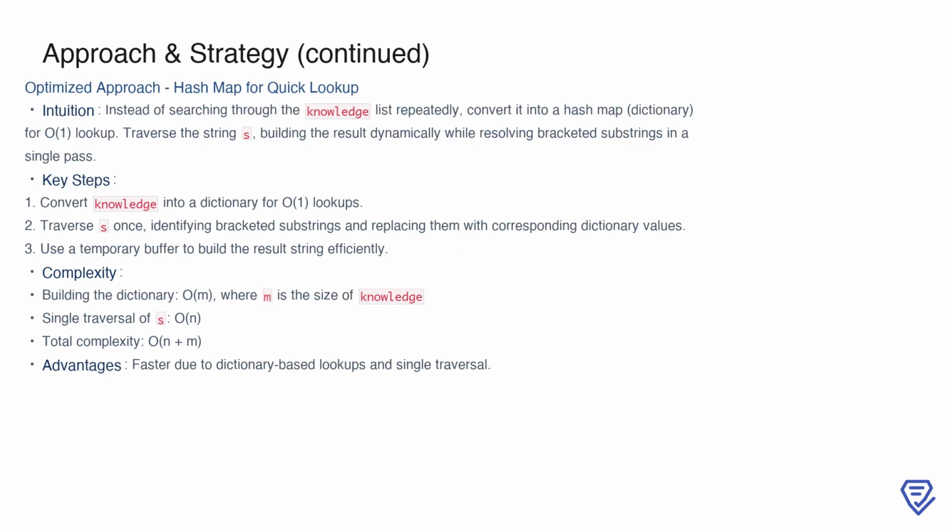Now, we turn to an optimized approach that uses a hash map for quick lookups. The intuition here is to convert the knowledge list into a dictionary, which allows us to perform lookups in constant time.